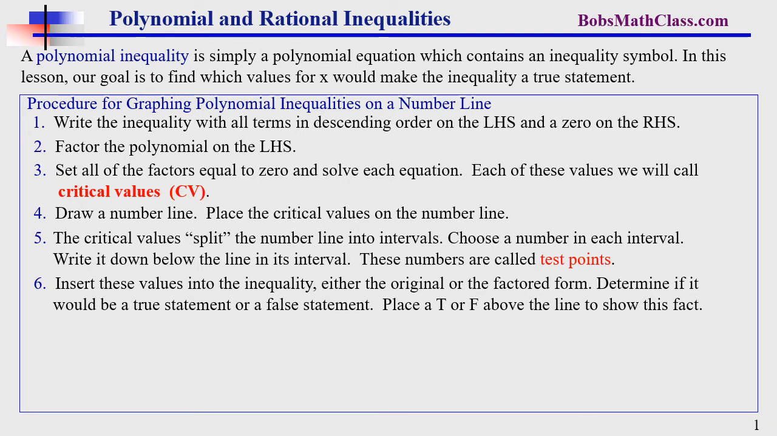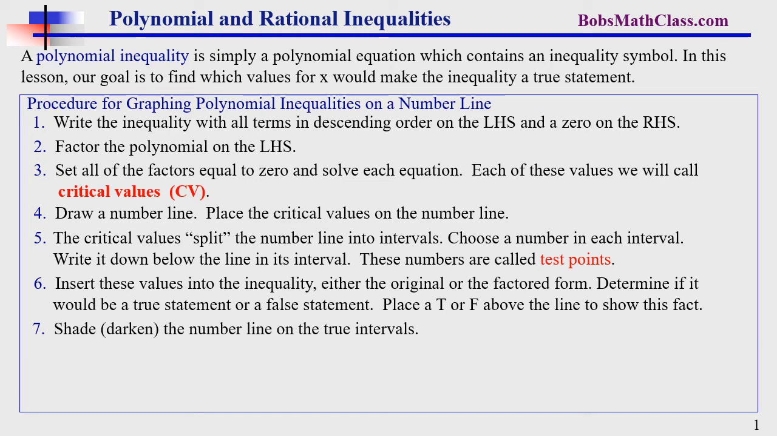Then we're going to insert these values into the inequality. You could choose any row of your inequality. So you could either use the original or the factored form, totally up to you. I tend to use the factored form, but that's me. You don't have to. And then you're going to determine if it would be true or false. And you're going to place a T or an F above the line or below the line, or wherever you want, to show this fact. So you're going to show if it's true or false.